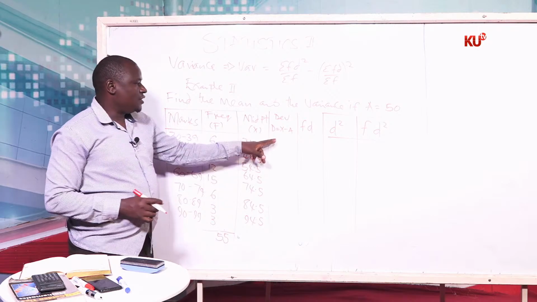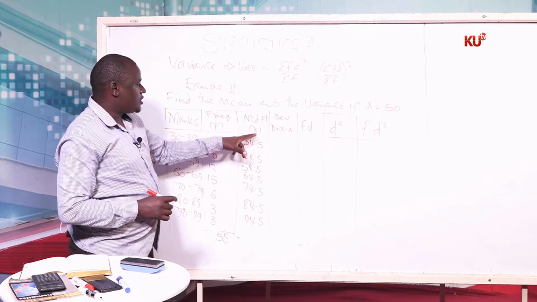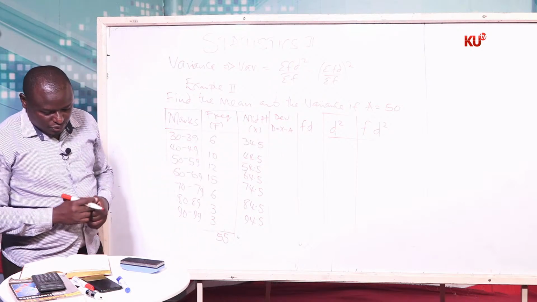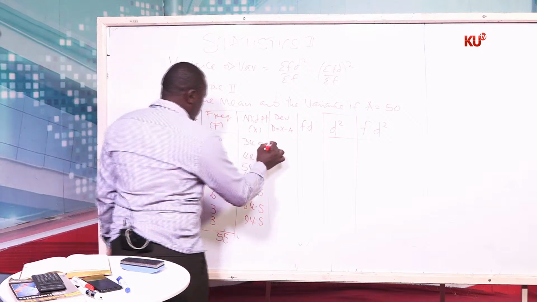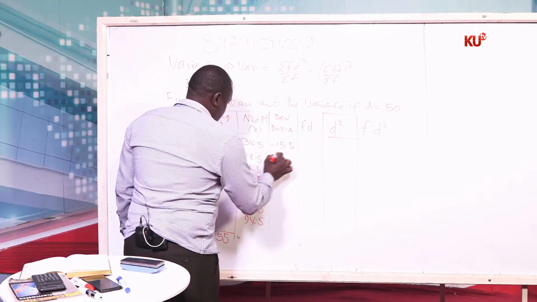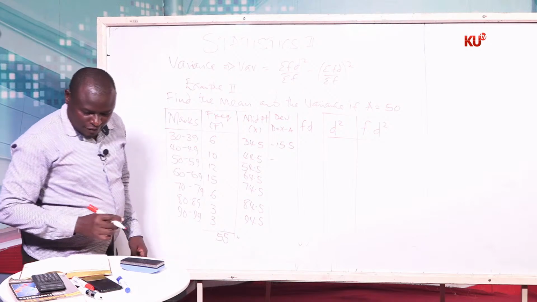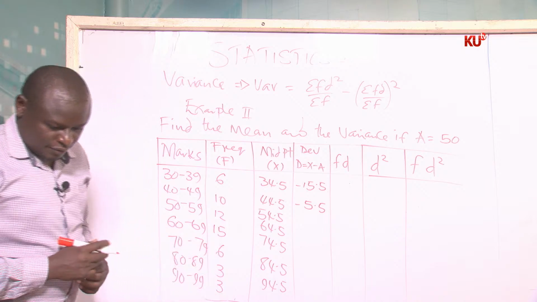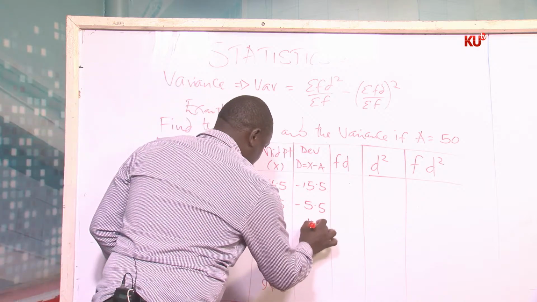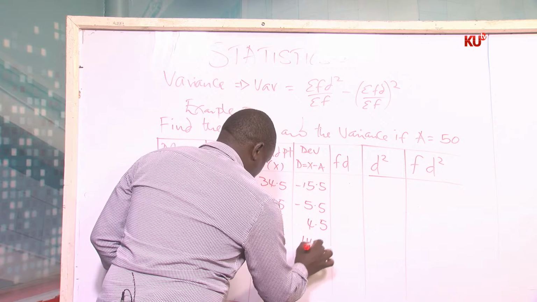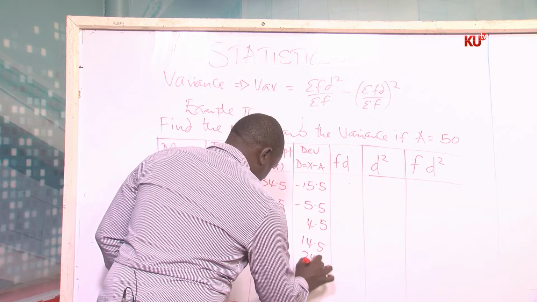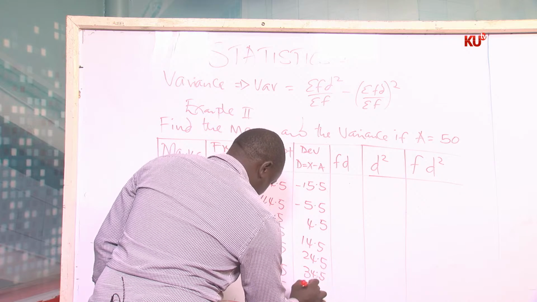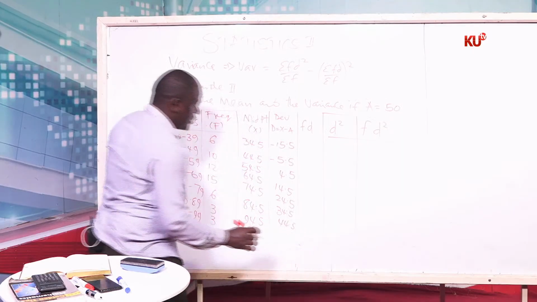Now, how do we get deviations? We already discussed that. We are saying it is given by x minus assumed mean. In that case, you will have them as negative 15.5, negative 5.5, then 4.5, 14.5, 24.5, 34.5, and 44.5. Those are deviations.